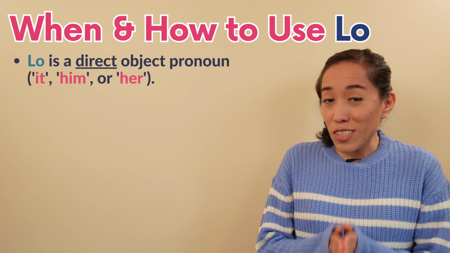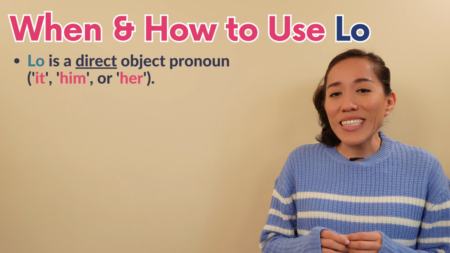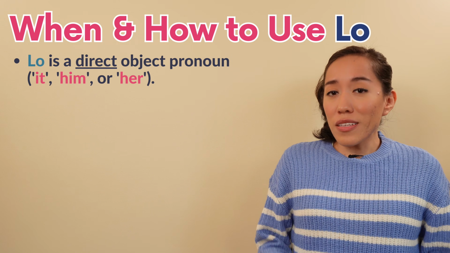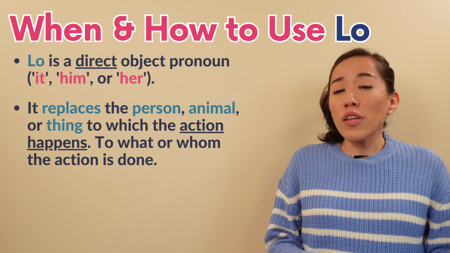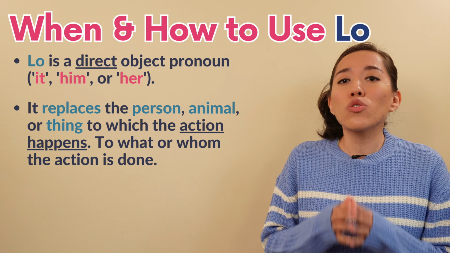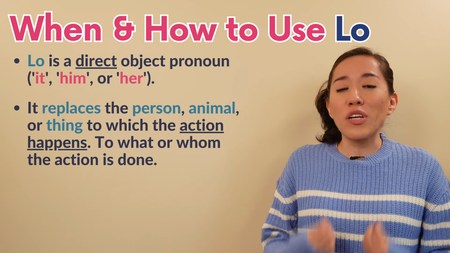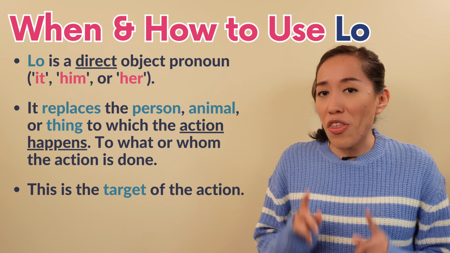Lo is a direct object pronoun, and as we mentioned at the beginning, it means it, him, or her. What this means is that lo replaces the person, animal, or thing to which the action happens. In other words, to whom or what we do something. Lo replaces the target of the action.